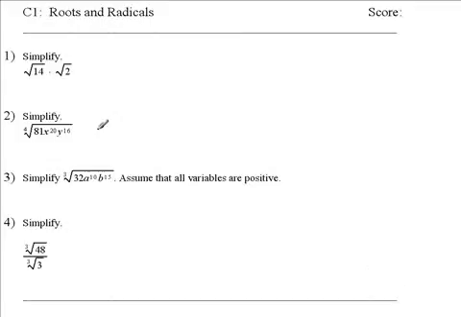All right, here we go. We're going to do concept 1, roots and radicals. This first one we're going to simplify.